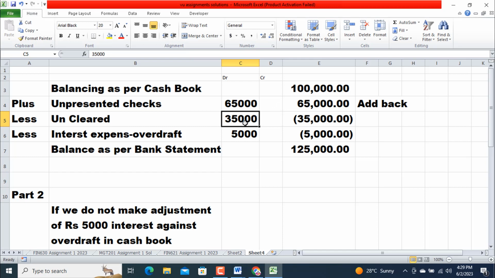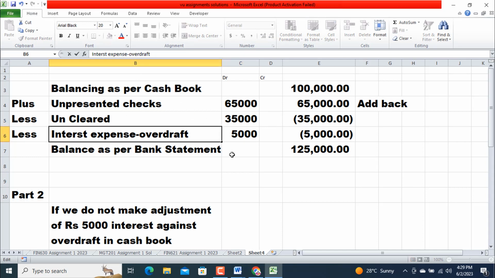Less uncleared check, because we have added it in our book. So now this time we are going to reduce this 35,000 from our book under the column of bank on credit side. Interest expense, let me correct this. See, overdraft, this is expense, so it will reduce the balance. So balance as per bank statement is 125,000.